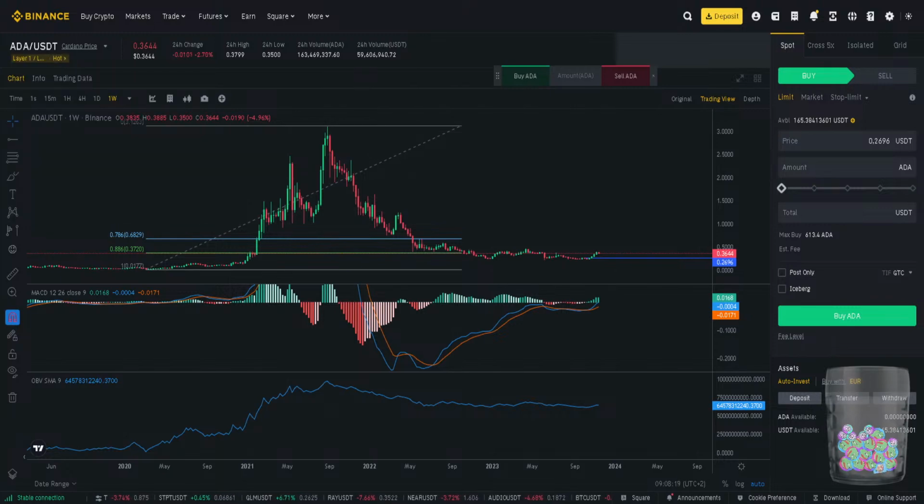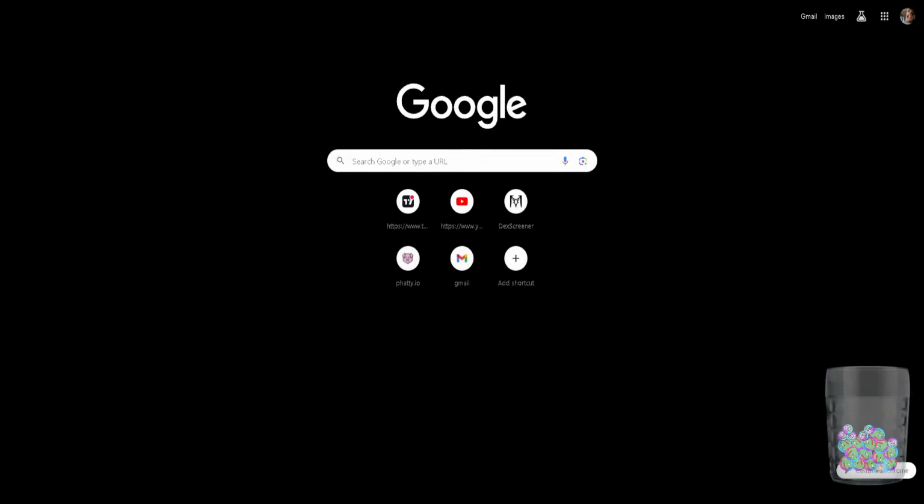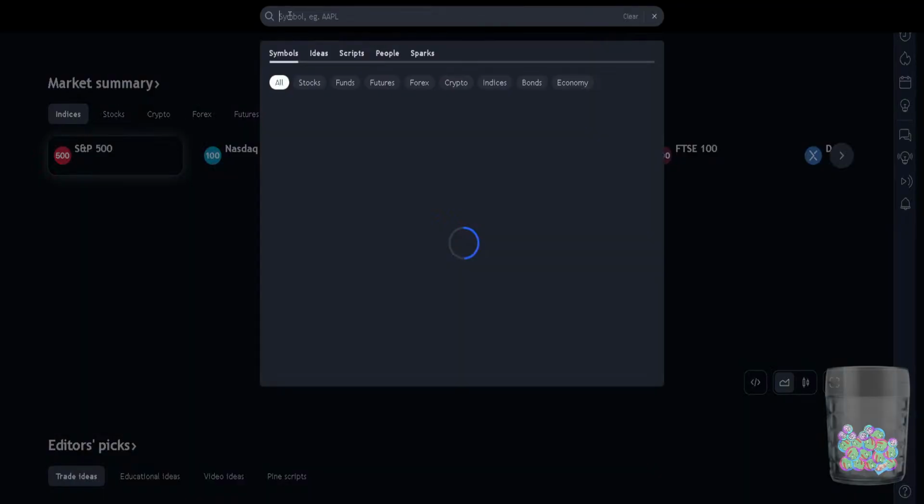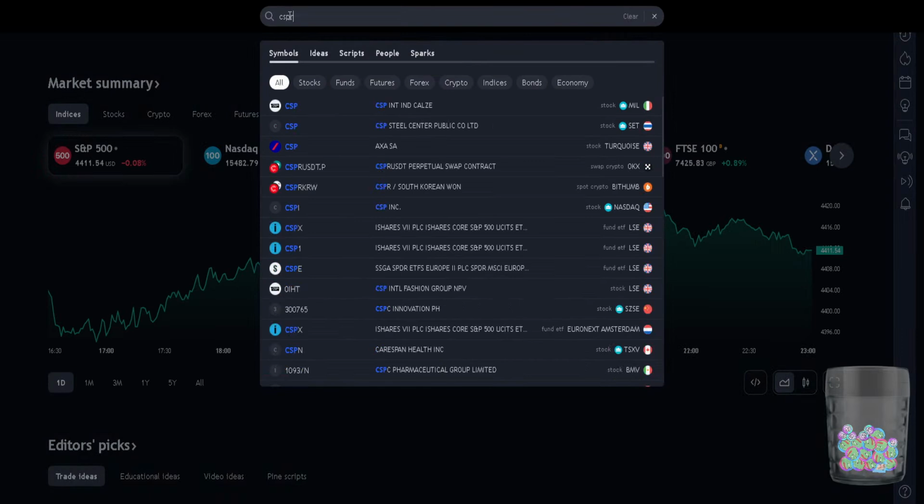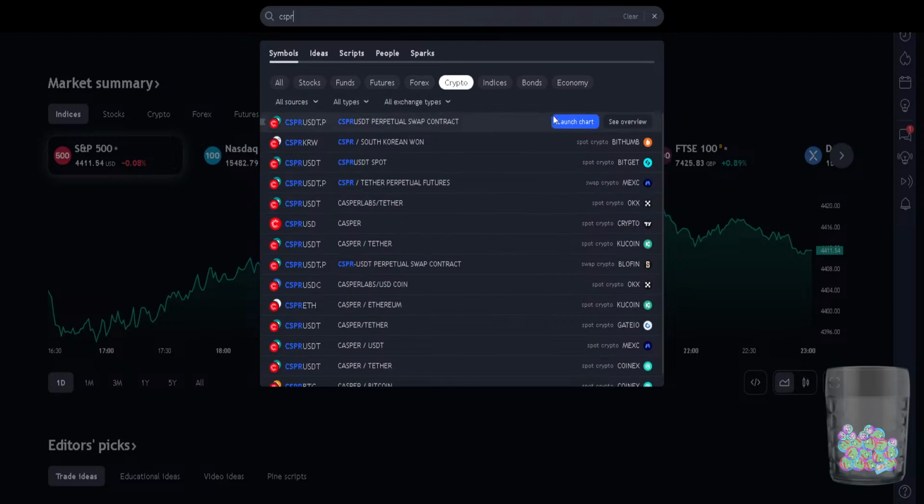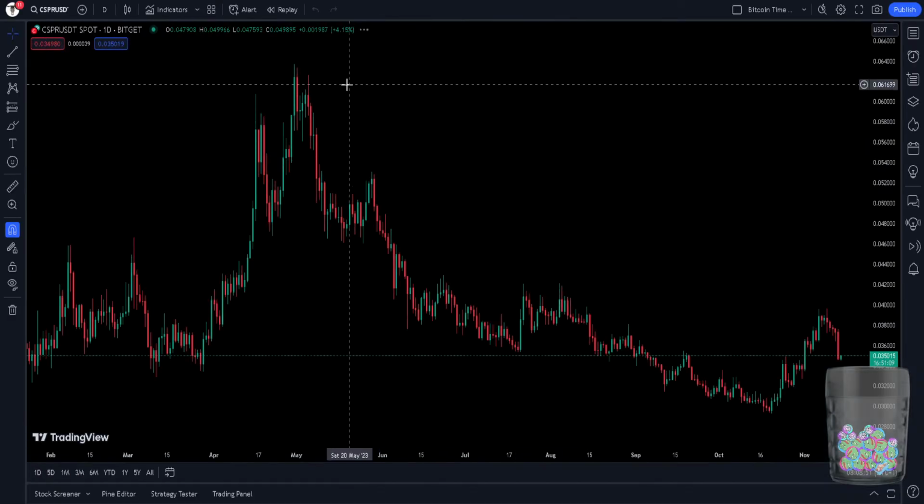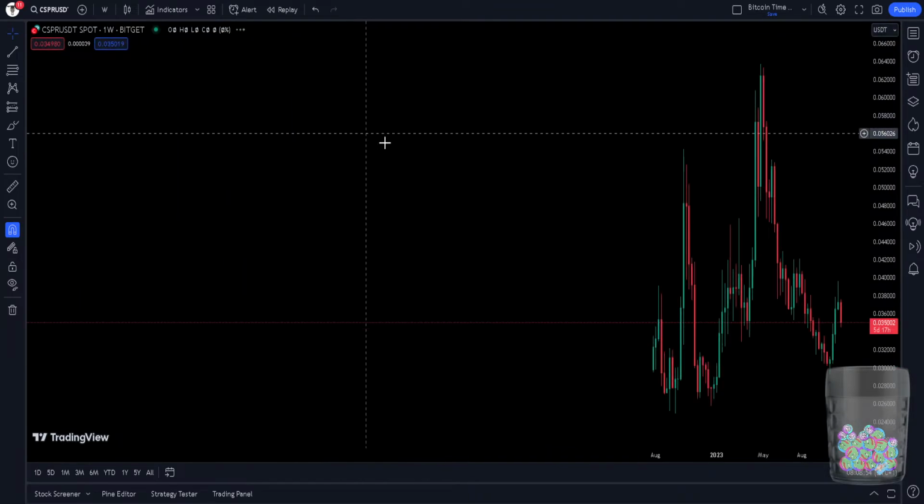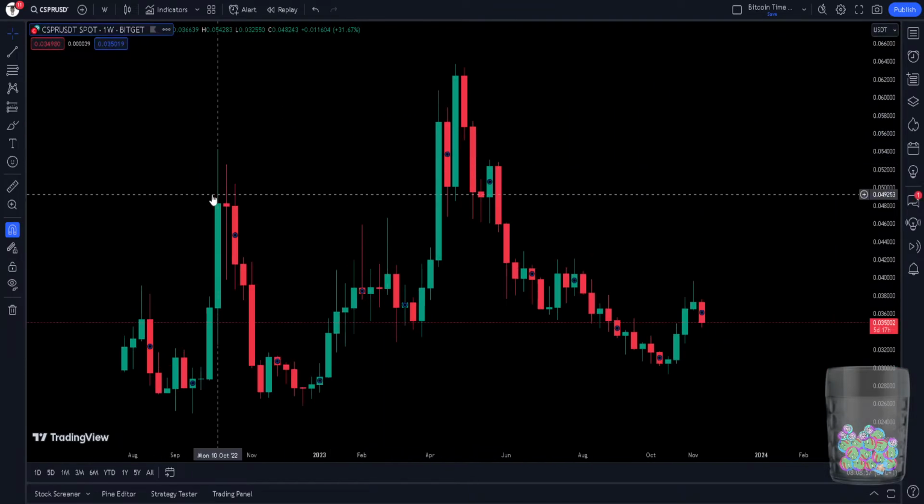Let's take a look on TradingView. I've seen this symbol before. What exchange do you want me to take a look at? Let's put on crypto perpetual. Let's take a look at Bitkit first, or OKX probably has most of the data. So this is probably enough.